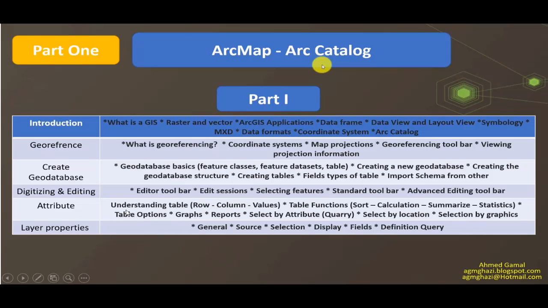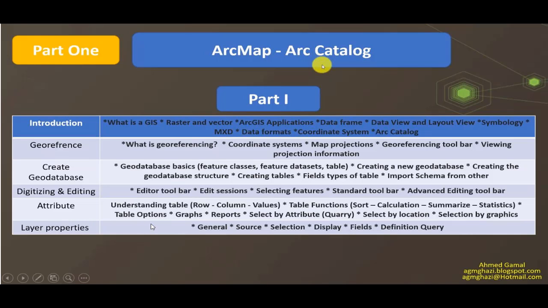So the attribute table: how to understand your table. I mean the rows, the columns, and the values, so how to add new values to your table, and how we can add new rows or columns to our attribute table to define a point, polygon or line. So table functions: how to sort, to calculate, to summarize, to add statistics. These are some processes that we can do inside our map.